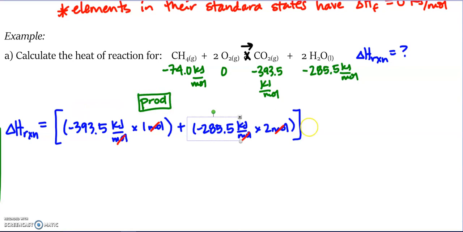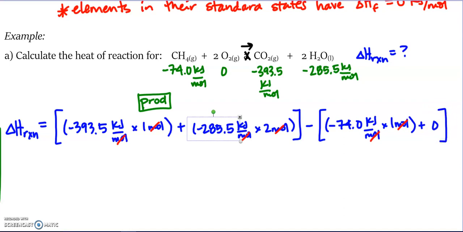Okay, so now we're going to subtract from them all of my reactants. So I've got -74.0 kilojoules per mole. And there's only 1 mole of that. But I'm still writing that so that I am aware and not forgetting to do that piece. And then I'm going to add to that the 0, and I'm going to write 0. So I know that I've got all of my pieces there, and these are all of the sum for all of my reactants.